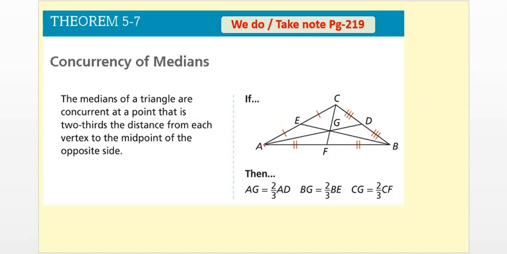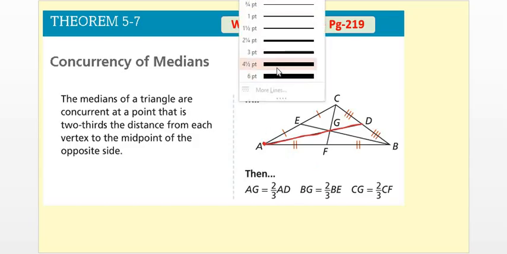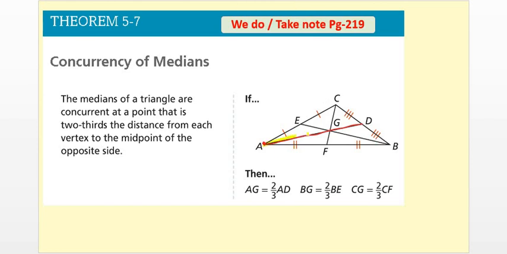It means that, for example, this is the median AD. If I want to find how long AG is, from A to G only, let me show you what I'm talking about. From A to G, how much is this distance? This distance will actually be 2/3 of the total line. In simple words, you can say this line is divided into 3 equal parts.